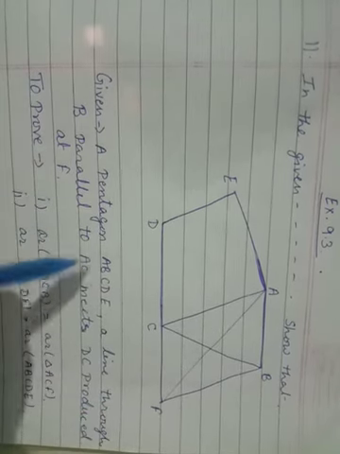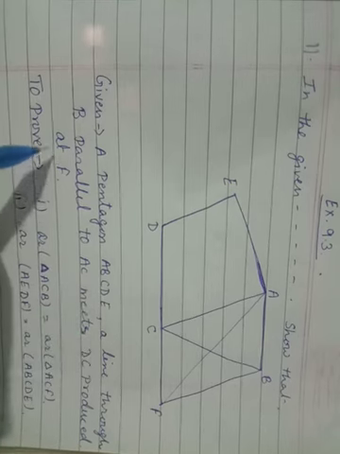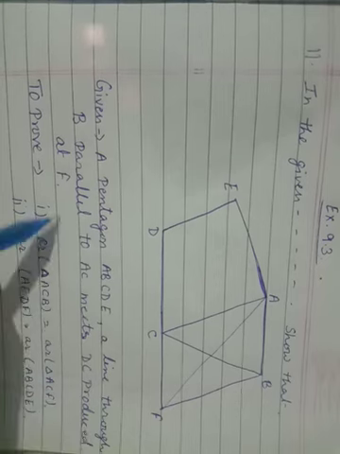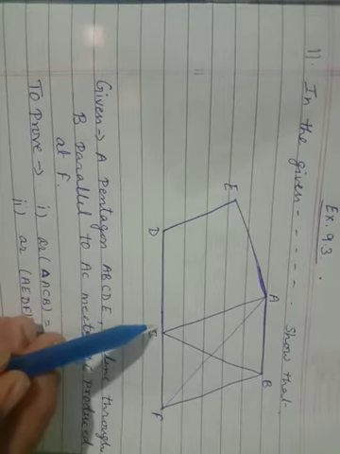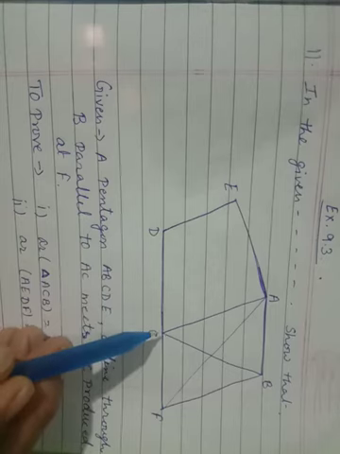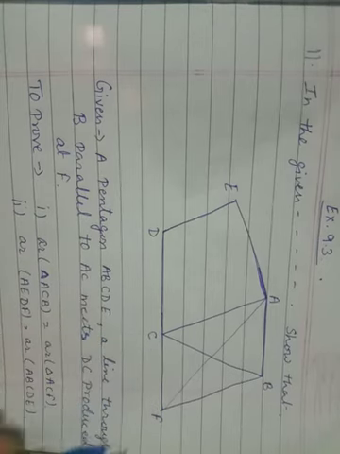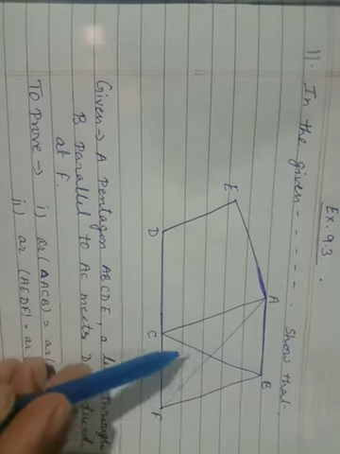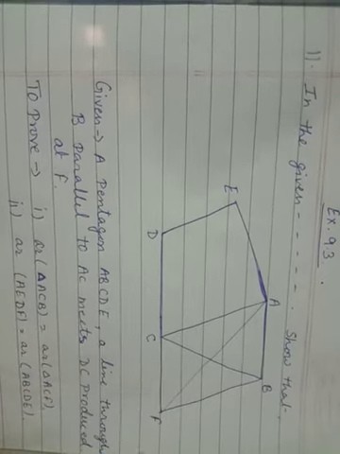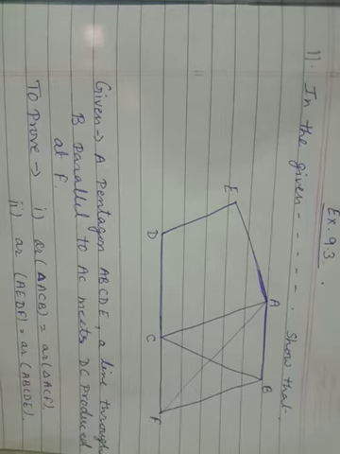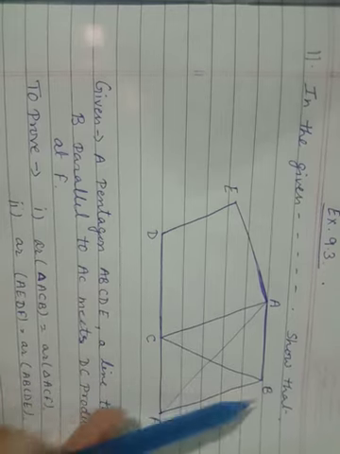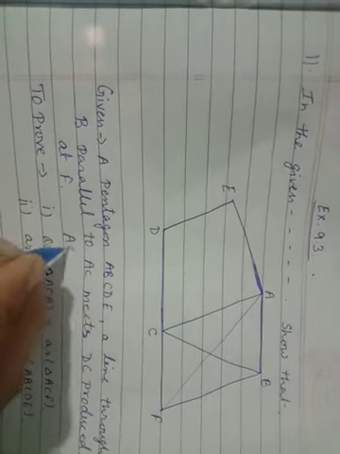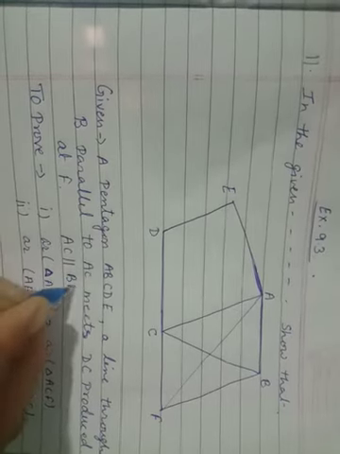So given is a pentagon ABCDE, a line through B parallel to AC meets DC produced at F. Okay, this is DC, you can see, produced up to F. A line through B, parallel to AC, meets at F. So AC is parallel to BF. This we can write that AC is parallel to BF.